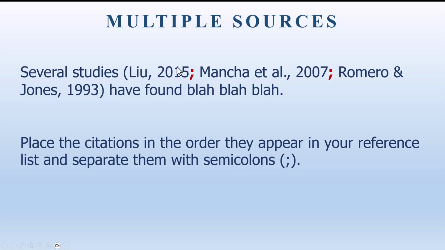So here is my first one, which is Liu from 2015. My second one is Mancha, so L, M. My third one is Romero, so I have good alphabetical order. I separate them with semicolons, as you can see here, just to make the break between them a little bit clearer. And notice that the years don't have anything to do with the order. It's just the author's last name.